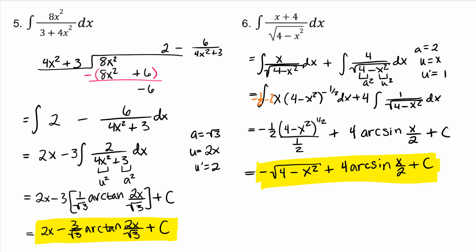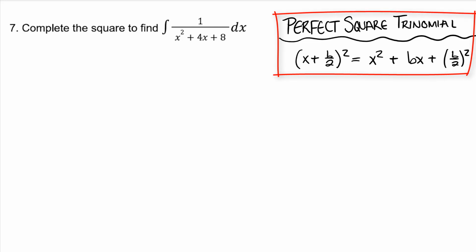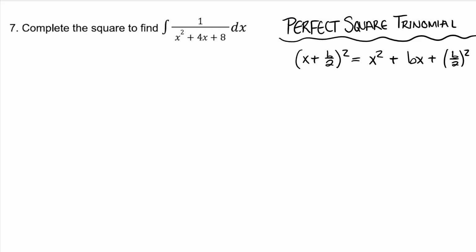Here's our result after simplifying. Remember that a perfect square trinomial is in this form, so what we're going to do is complete the square in order to use a formula that we've already learned.